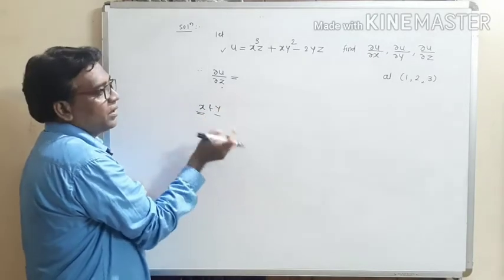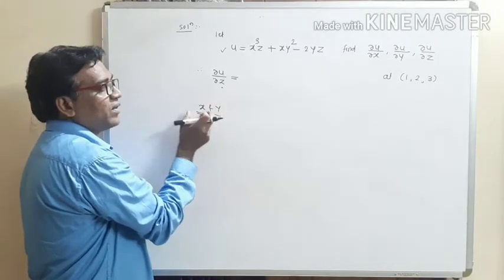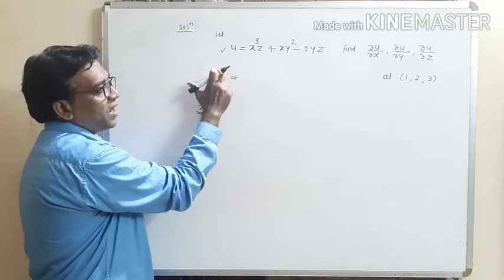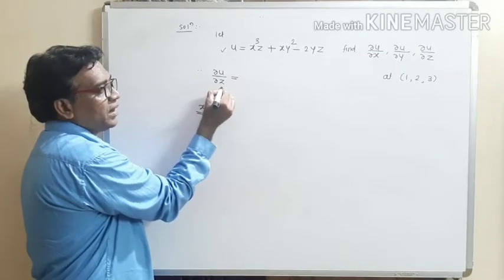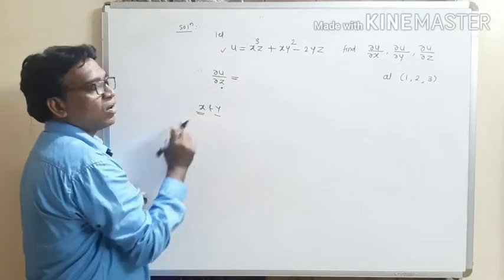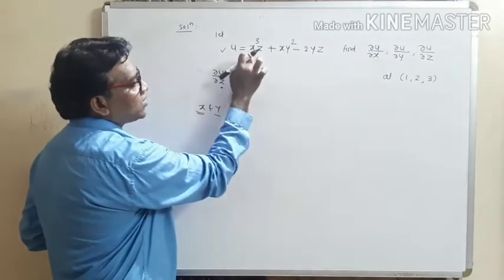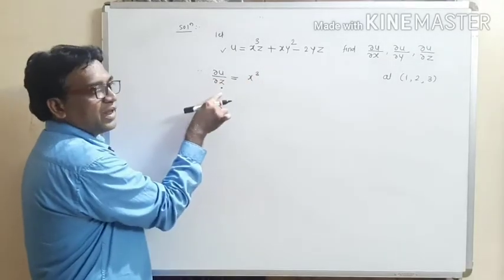What are the remaining terms? x and y, that is the remaining term. So just keep x and y, they are constant terms. Partial derivative with respect to z means just we have to find the derivative of z only, by treating x and y as constant. So x cube, this is constant. We have to find the derivative of z only.